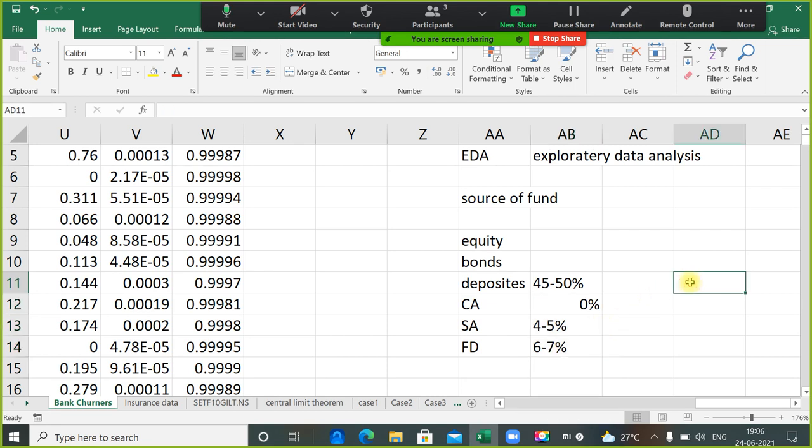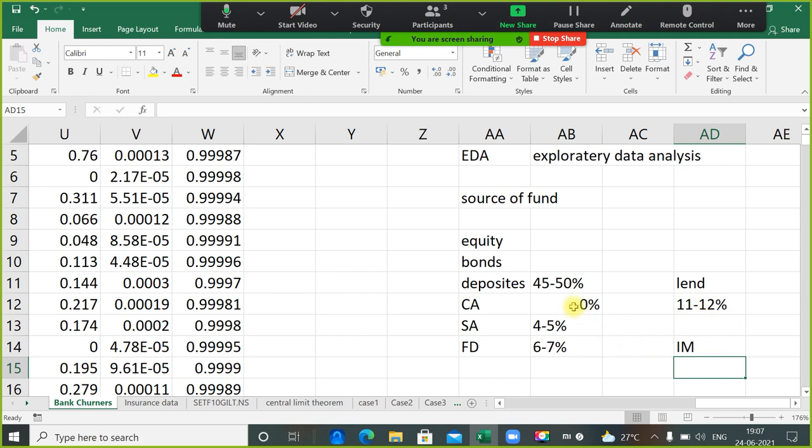But they are lending at a rate of more than 11 to 12%. They are giving loans to others at 11 to 12%. So this difference is called the interest margin. If the interest margin is higher, the bank will be in profit. If the interest margin is lower, the bank will be in loss.